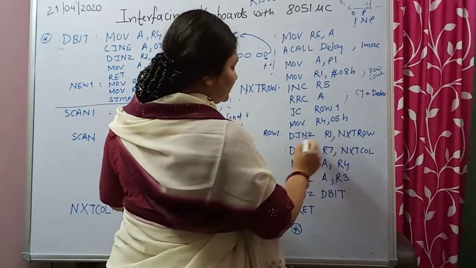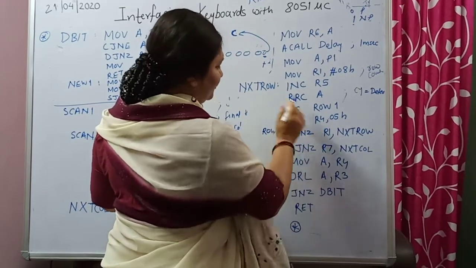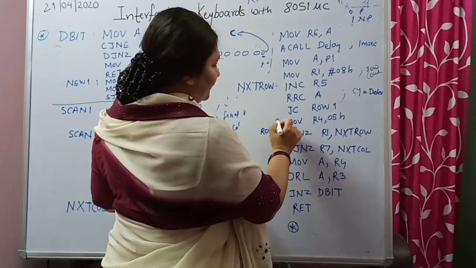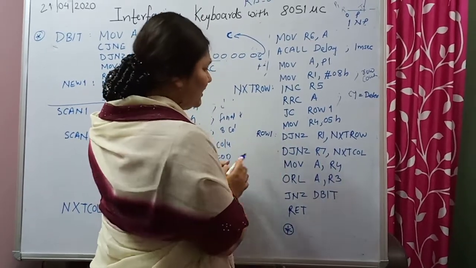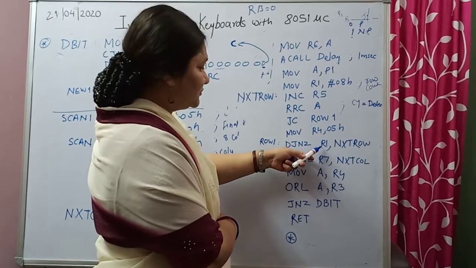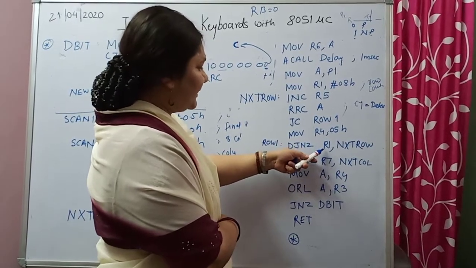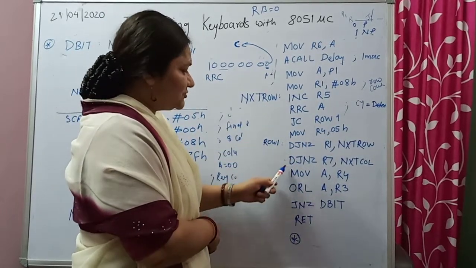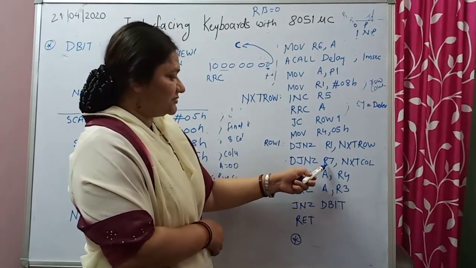So this process of checking all the 8 rows will continue even if you find that there is a key press in between one of the rows. Then when all rows are checked, at once you are decrementing the R7 register.